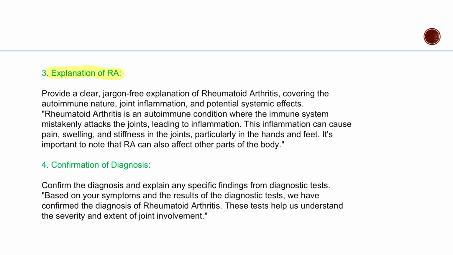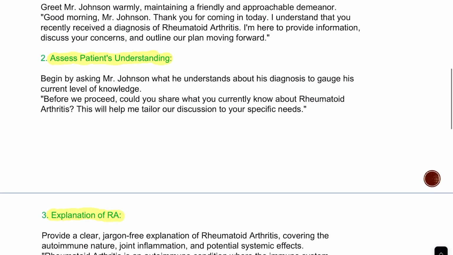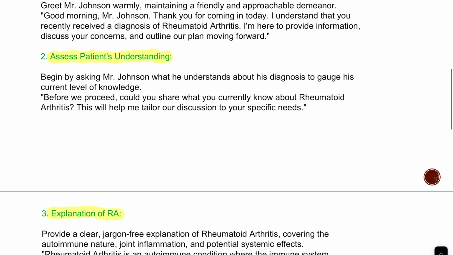This is just an example. Whatever simple explanation of rheumatoid arthritis you are familiar with or confident with, that one you can say. The important thing is just to follow the different headings and different sections which I have introduced here.